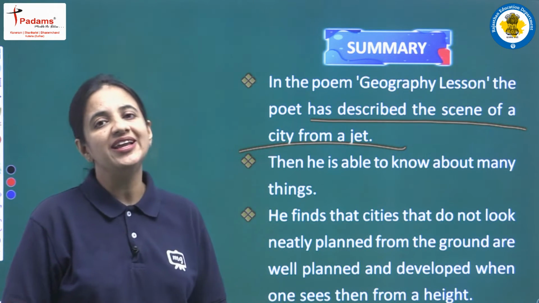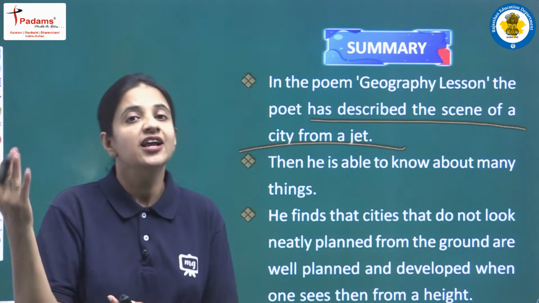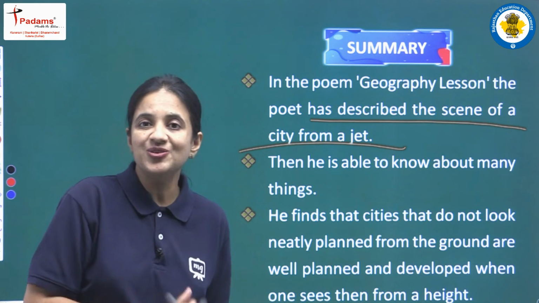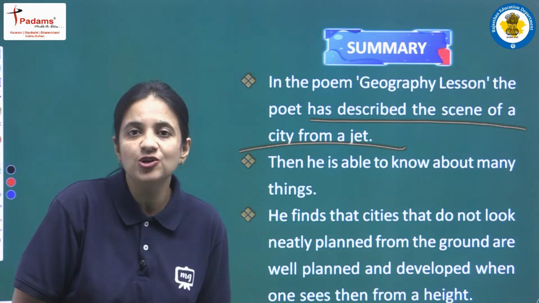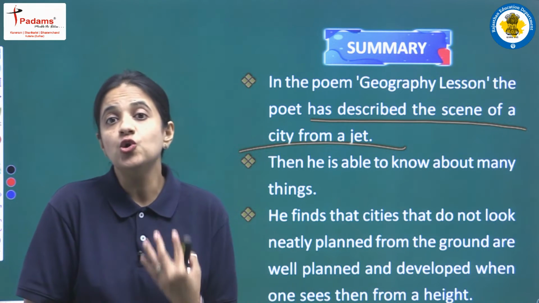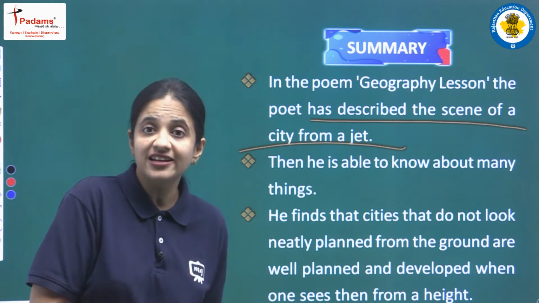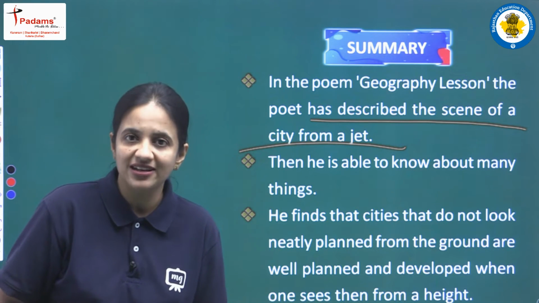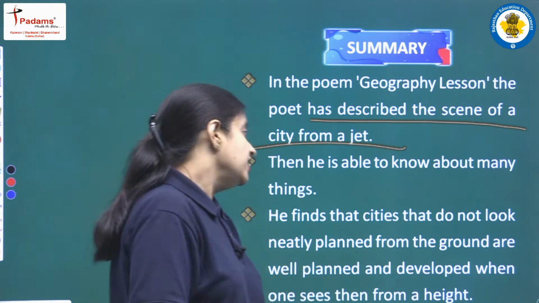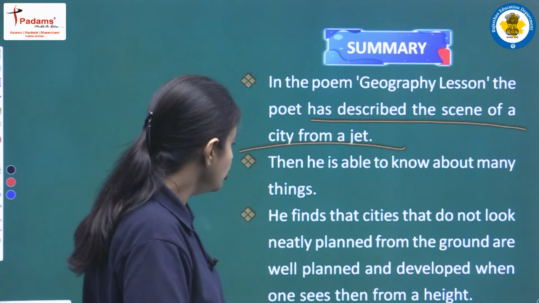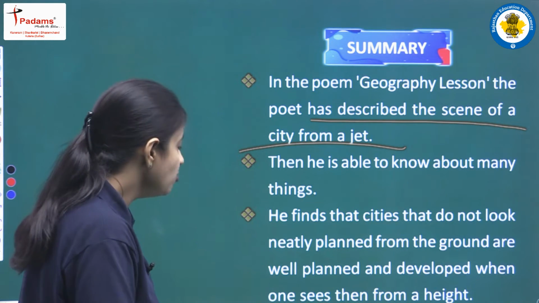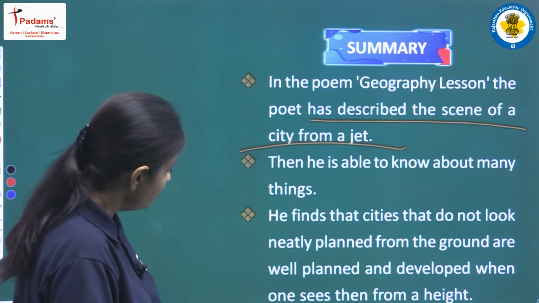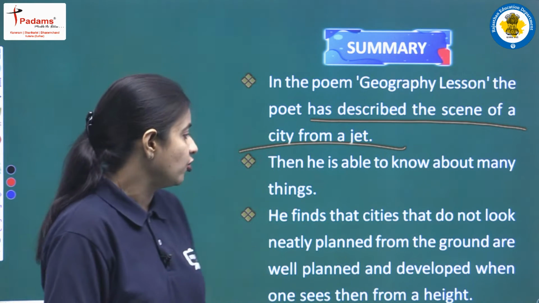When the poet is at that height and looking towards the ground, towards the city, there are so many things that become clear to him. There are so many things that finally he is able to understand. He finds that cities that do not look neatly planned from the ground are well planned and developed when one sees them from a height.